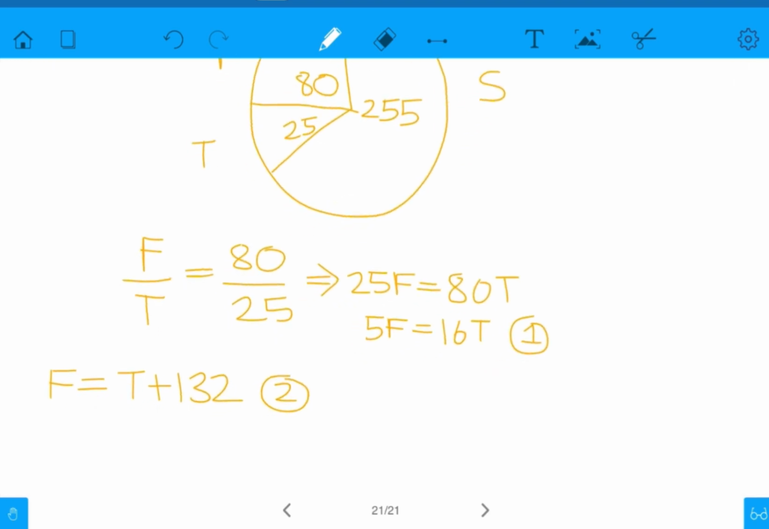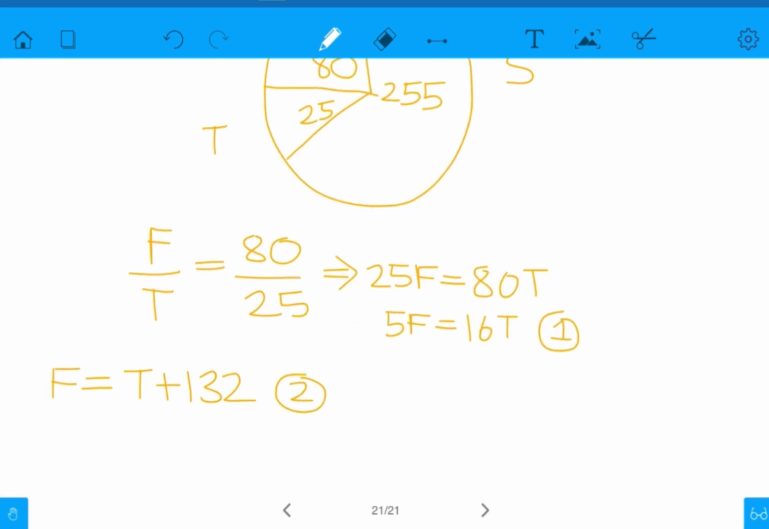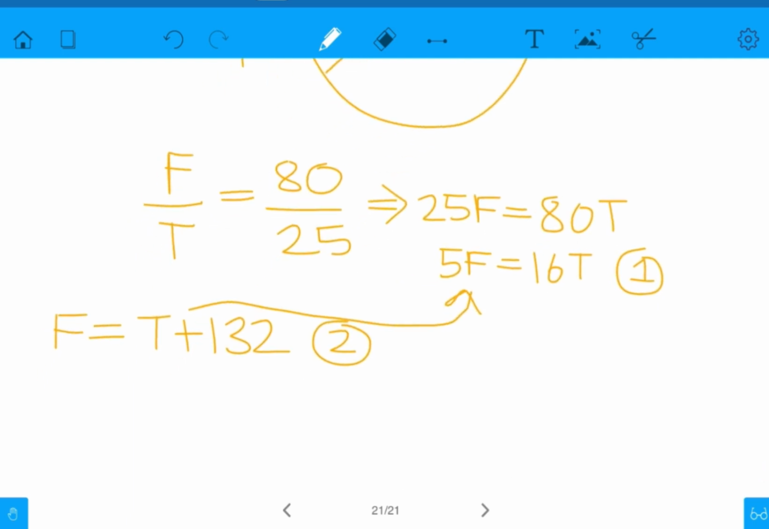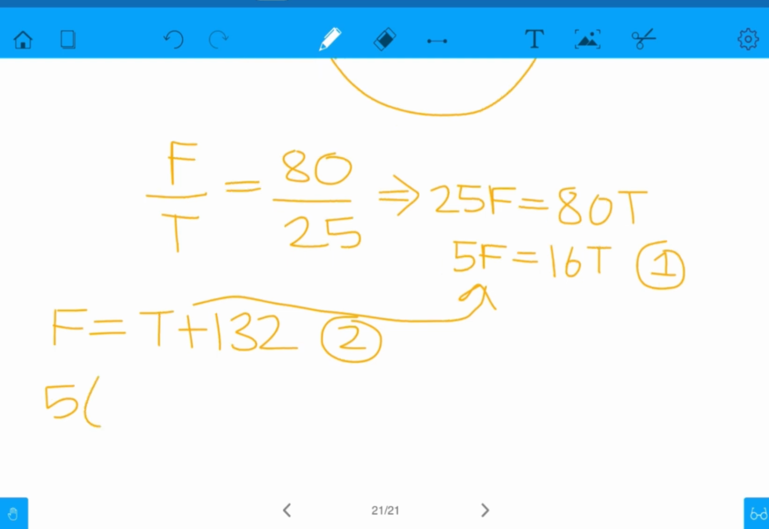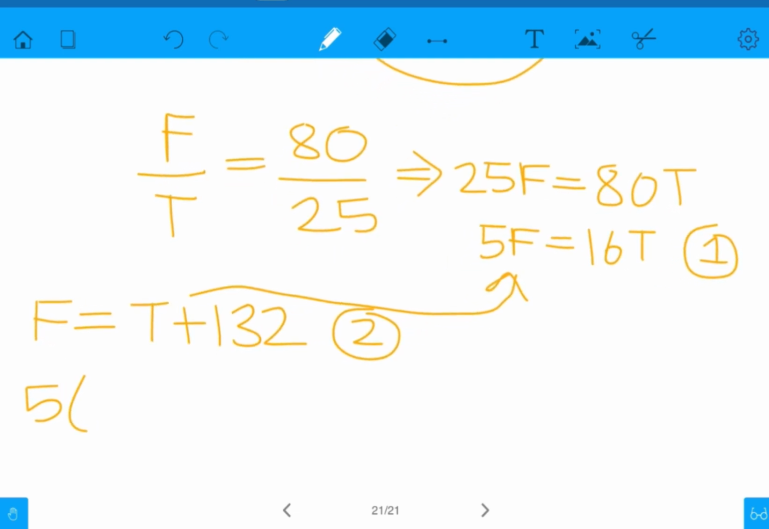So if I put equation 2 into equation 1, then what we get is this: 5 times (T plus 132) in brackets equals 16T.